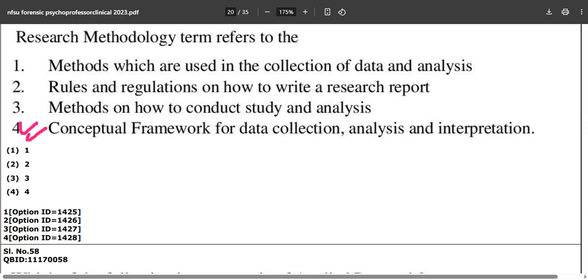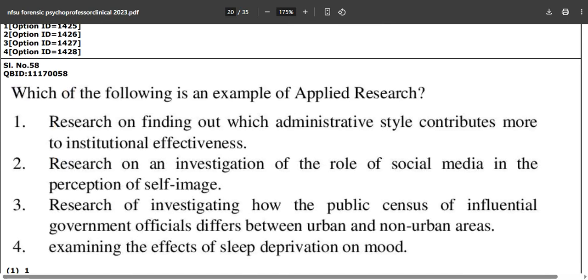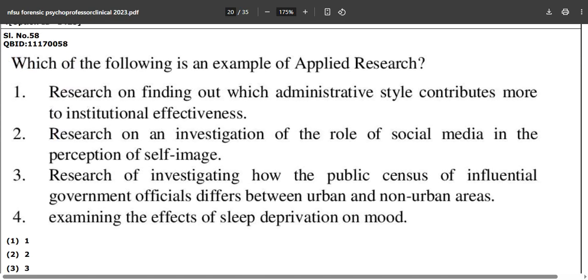Okay, so what is research methodology? Conceptual framework for how you will collect data, how you will analyze and how you will interpret is called the research methodology. Now, which of the following is an example of applied research? So what is applied research signifies that you can apply this thing in a real time situation. Okay, research on finding out which administrative style contributes more to institutional effectiveness.